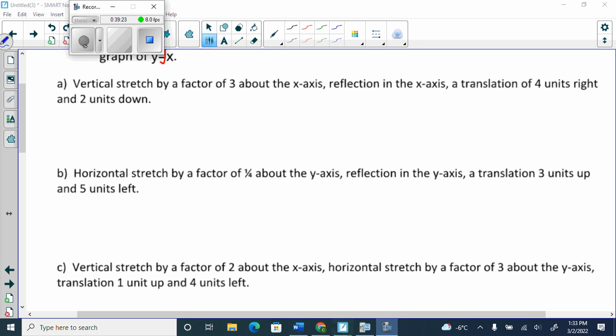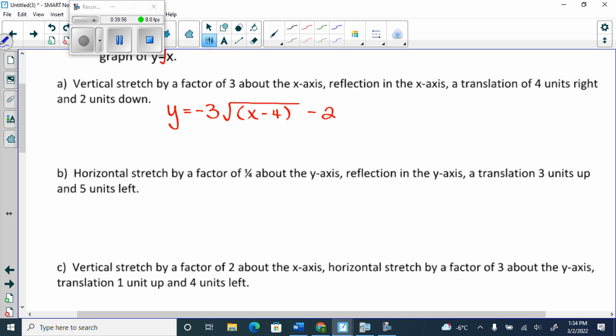So, words and mapping are the same, but when you go back to the equation, your horizontals flip, correct? But your verticals will always stay the same. So here we have vertical stretch by a factor of 3 about the x-axis. Reflection in the x-axis means it's a -3 root. 4 units right, so x minus 4, 2 units down, minus 2.